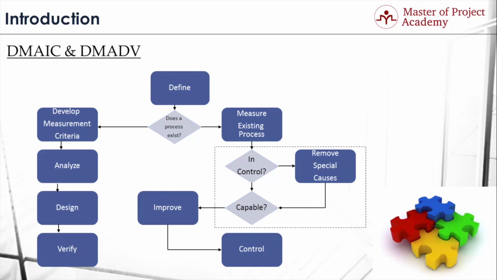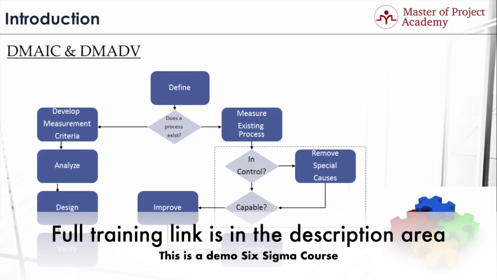This flowchart represents how DMADV and DMAIC frameworks differ from each other. As you see in the flowchart, after the define phase, based on the existence of the process, if it is an existing process, DMAIC framework is followed. If it is not an existing process, then DMADV framework is followed. During this lecture, we have seen the differences of DMAIC and DMADV framework. During the next lecture, we will be going over normal distribution curve.